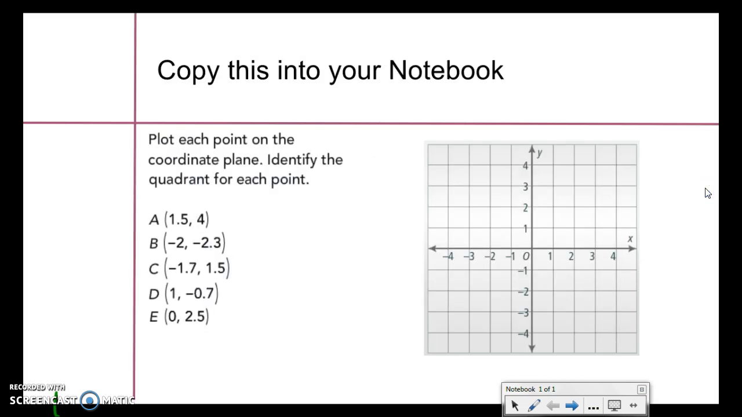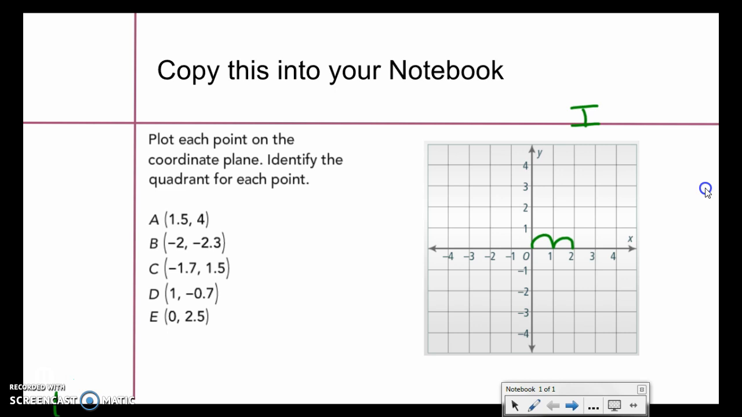Copy this into your notebook. So what you're going to do is you're going to apply each of these points. We're going to do the first 3 together, and then you're going to do the last 2 by yourself. Okay? So, point A. We have 1.5 and 4. Both of those coordinates are positive, so it's going to be up here in quadrant 1, which is the positive coordinate. Look at the plane, though. We can see that they're not skipping boxes. They're going by ones for each box.